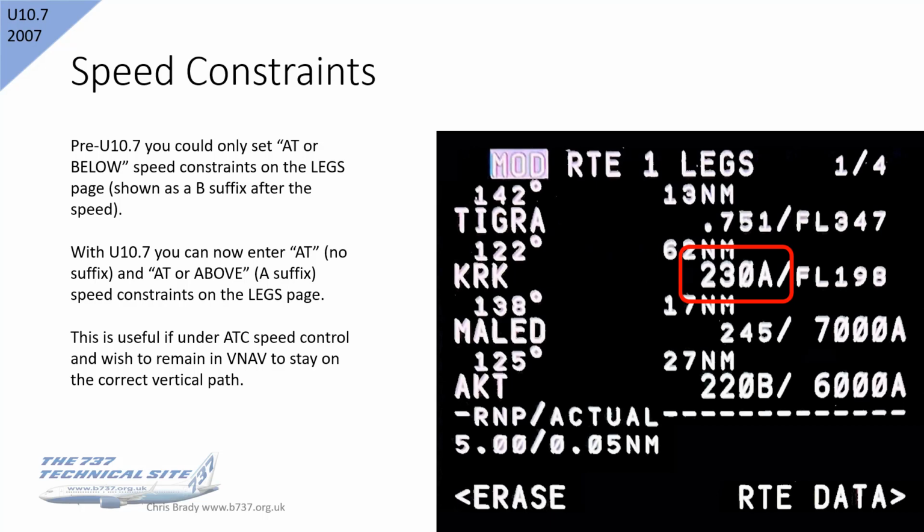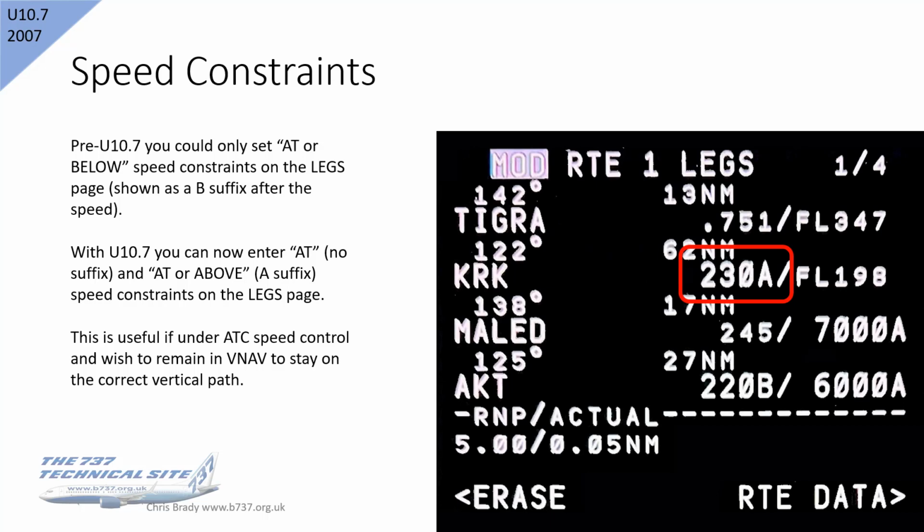Speed constraints. Pre 10.7, you could only set at or below speed constraints on the legs page. There's an example of a below one there with the capital B after the speed. 10.7 brought in the facility to enter at or aboves with the A suffix, which I've shown on the legs page. Don't very often use them, it has to be said, but can be useful if you've got speed control and want to remain in VNAV to stay on the correct vertical path. So there you are, the options there.